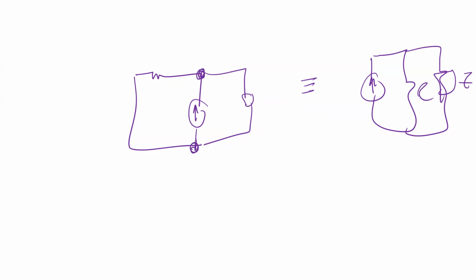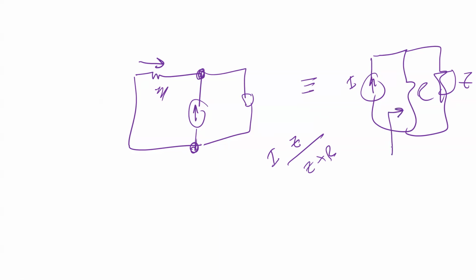So if I want to calculate the current here in R, the easiest way to do it is using current division. Current division here, if I want to calculate this current, should be I total, which is this I here, times the other resistance or impedance divided by the summation of both of them. This is one way to do it.